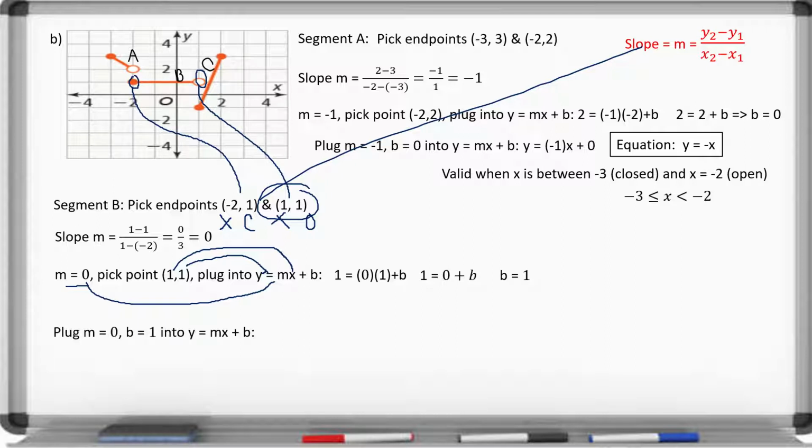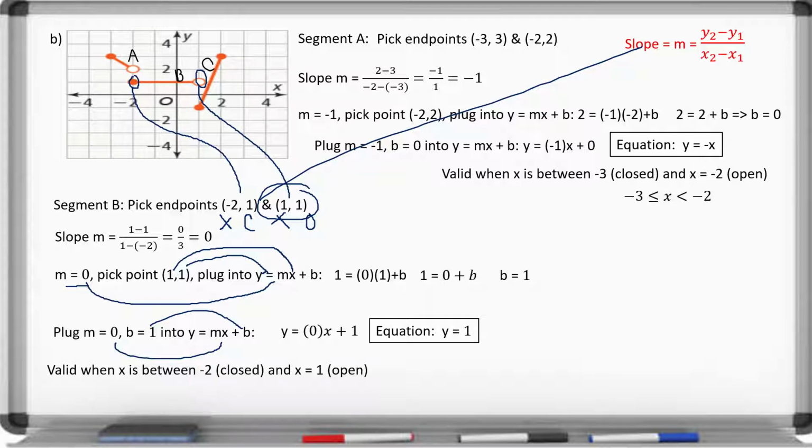Now we can plug in m is 0, b equals 1 into y equals mx plus b, and we get y equals 0 times x plus 1. So the equation is y equals 1. And again, as we mentioned earlier, it actually is between negative 2 and 1, closed for negative 2, open for 1. So we represent that as such.